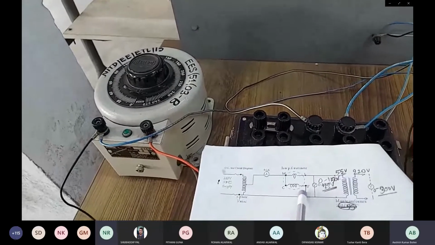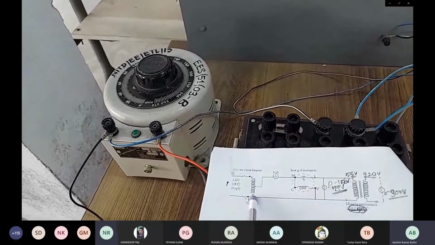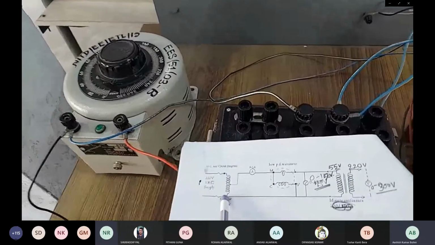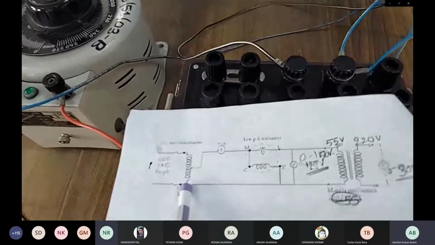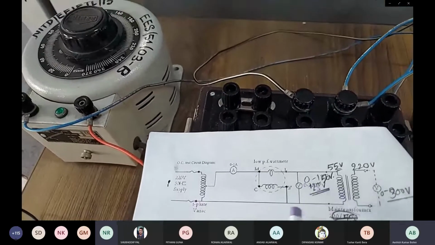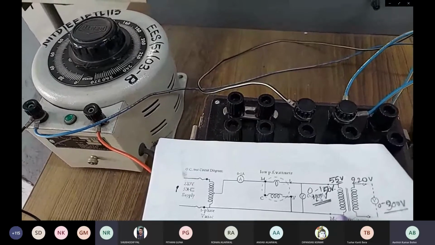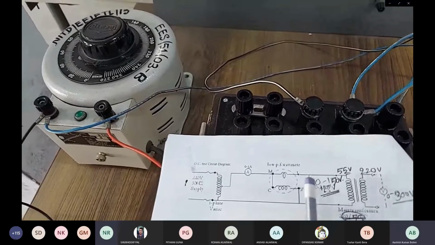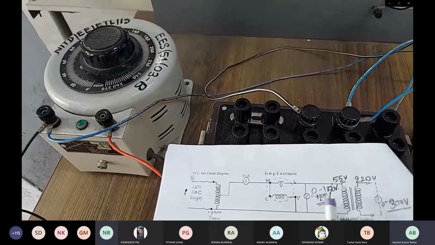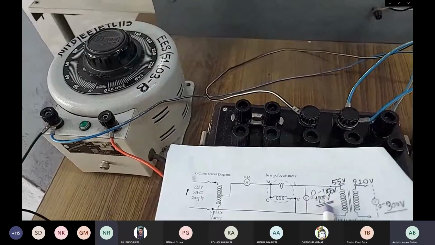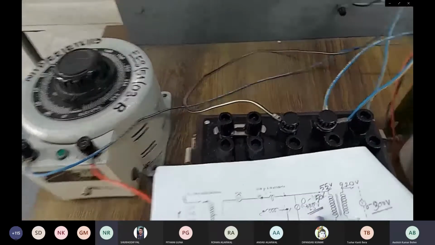After that, V is connected again to the negative of the single phase variac here. And the same terminal will go to the other terminal of the primary winding, the 55 volt side. And a voltmeter with a range of 0 to 150 volt you have to connect to the 55 volt primary side.